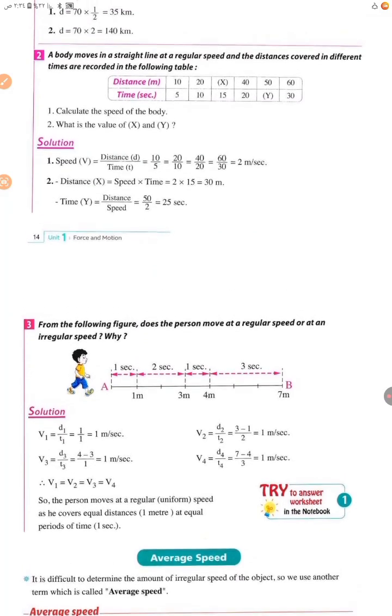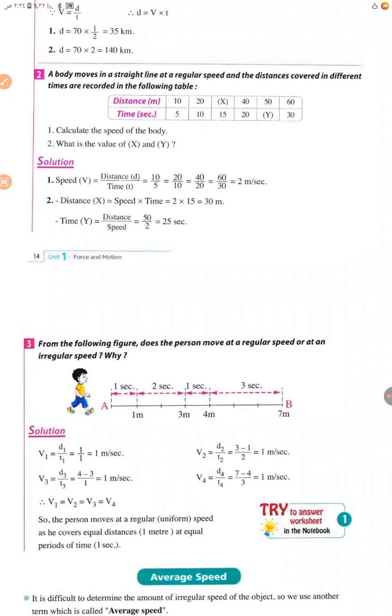The speed: I know that speed equals distance over time, so it equals 10 over 5, and also 20 over 10 equals 40 over 20 equals 60 over 30, equal to 2 meter per second. I got the speed by dividing the distance by time. The distance x equals speed multiplied by time, so it equals 2 multiply 15 equals 30 meter.